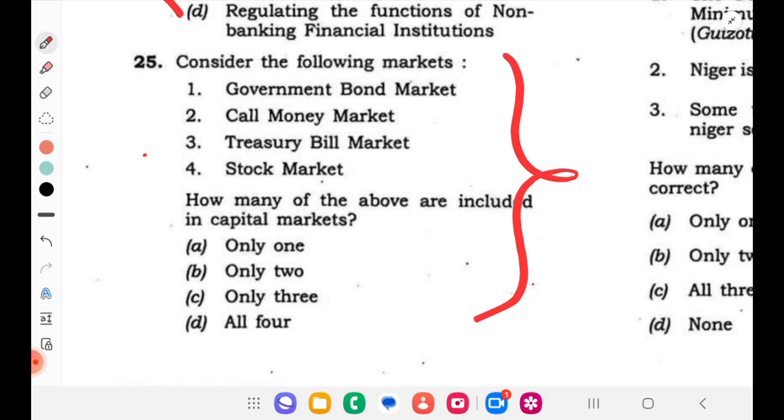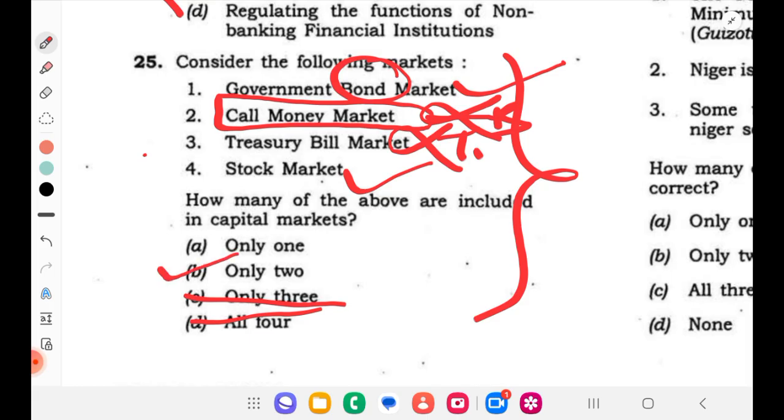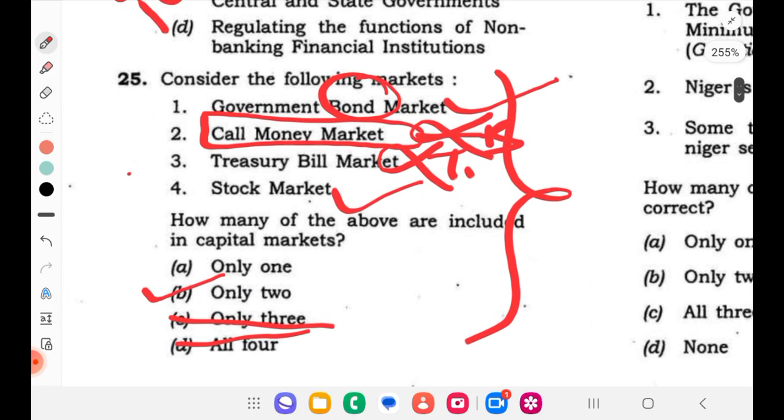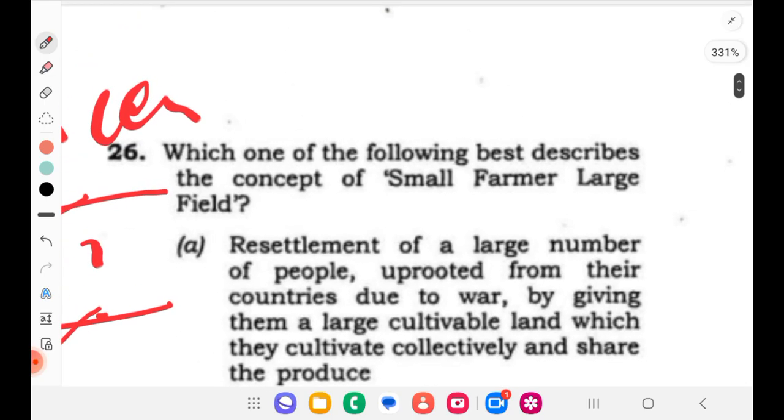Here, government bond is a bond, it is more than 1 year, so it's a capital market. Call money market is between interbanks, so it's short term, so this is wrong. Treasury bill market, again T bills, it's a money market too, so this is also wrong. So all four is also wrong. Then we have stock market left, it is also long term, that is capital market. So only two are correct here. So I told what has to be learned to answer this question. Please go through that.